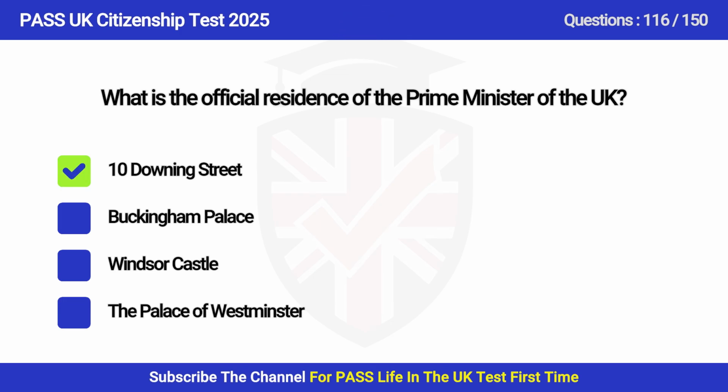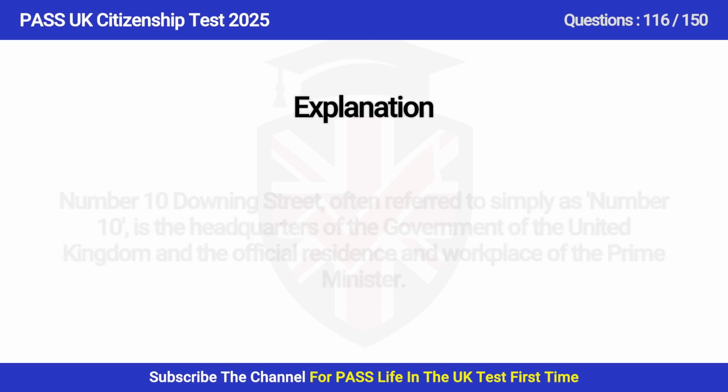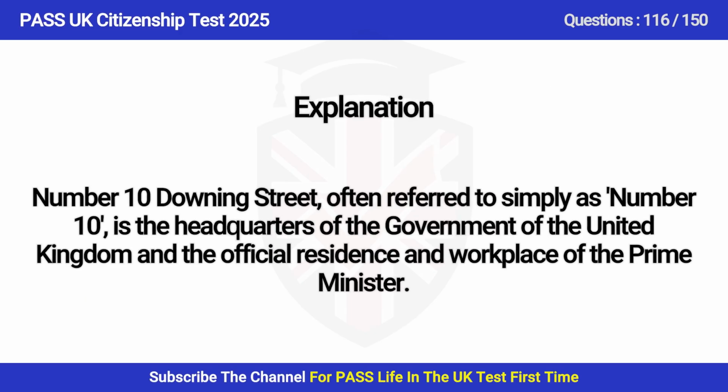The answer is A. 10 Downing Street. Number 10 Downing Street, often referred to simply as Number 10, is the headquarters of the Government of the United Kingdom and the official residence and workplace of the Prime Minister.